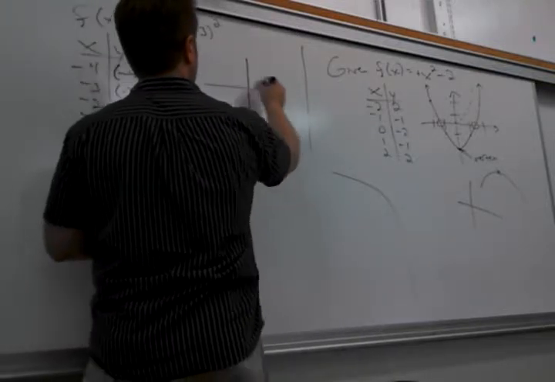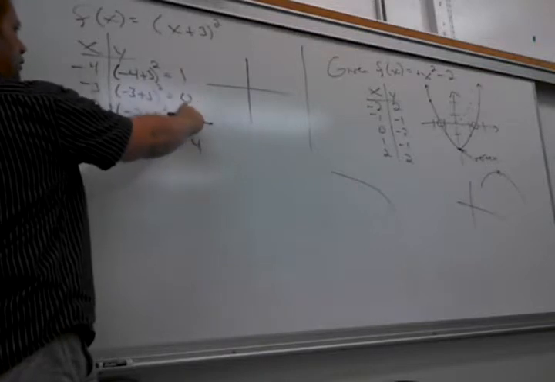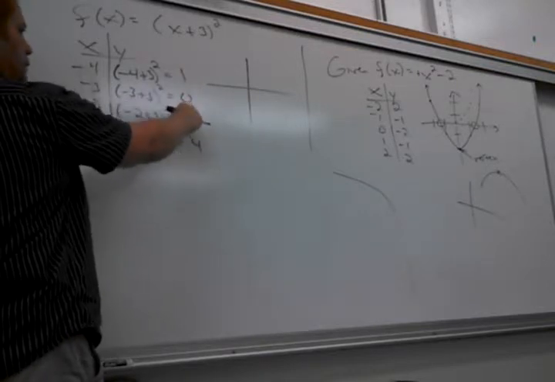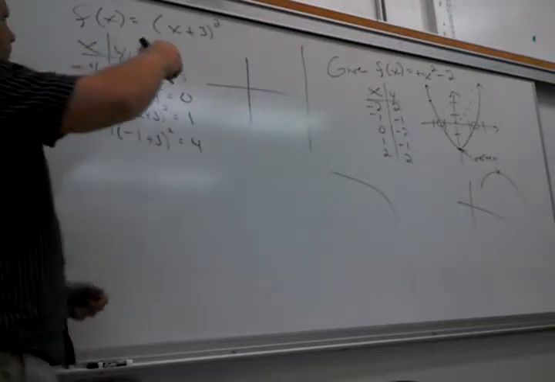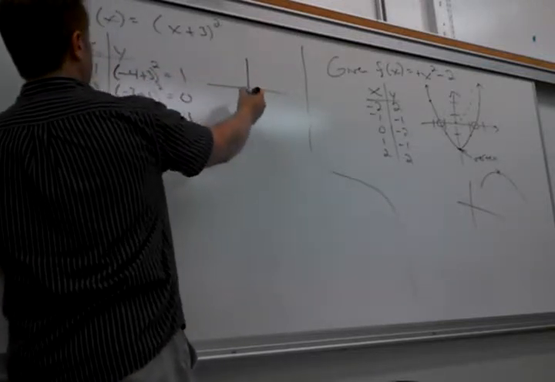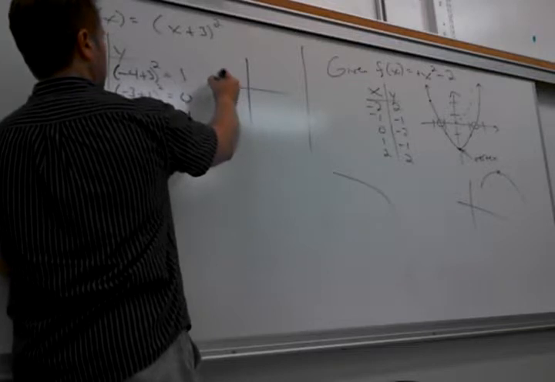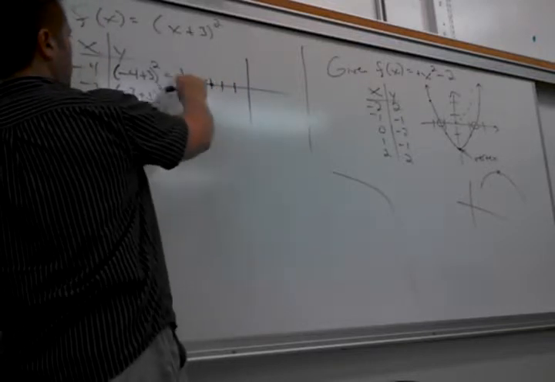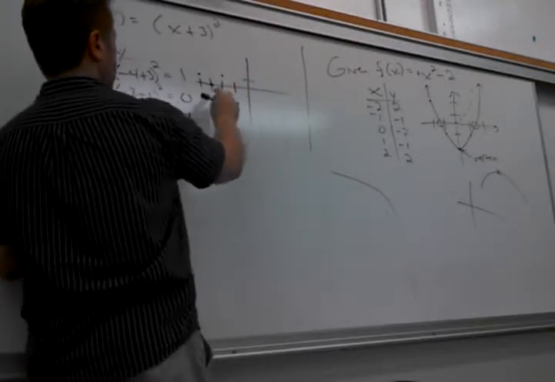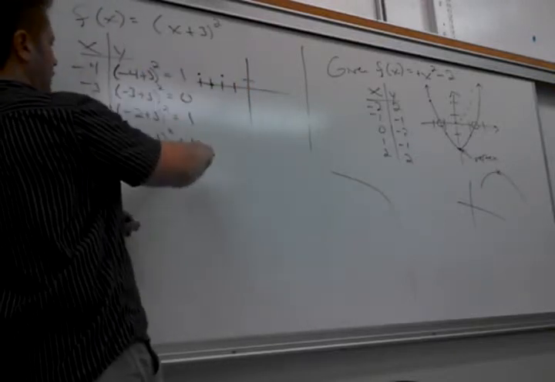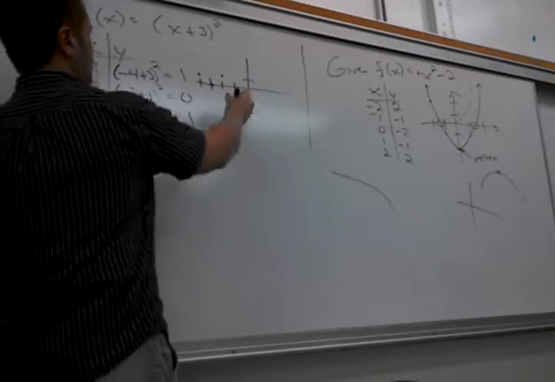So let's see what this thing looks like here. The most important point is the turning point, and as long as I capture that point, I'm good. I need to find out where that turning point is. So this is interesting. At negative 3, this thing is 0. At negative 4, it's 1. At negative 2, it's 1 again. So that is my turning point there, right? And at negative 1, it's 4.